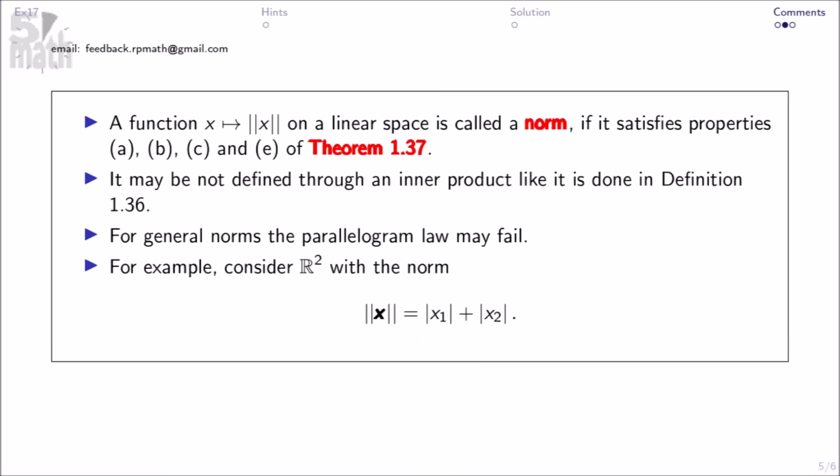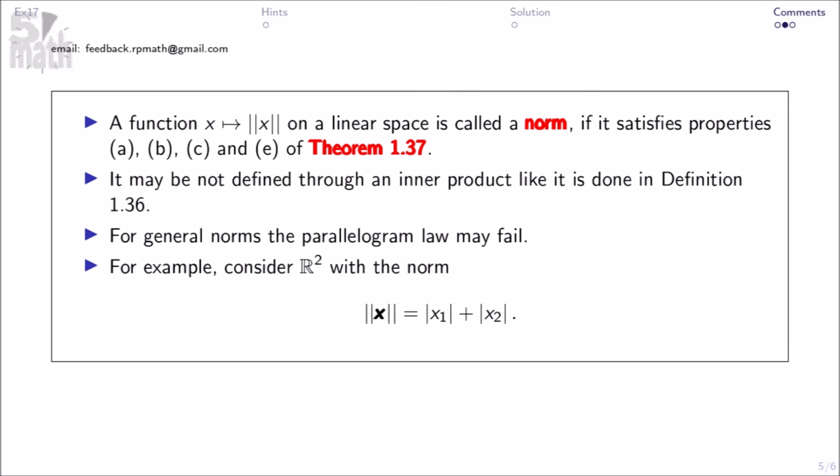A function x maps to norm x on a linear space is called a norm if it satisfies properties a, b, c, and e of Theorem 137. It may not be defined through an inner product like it is done in Definition 136. For general norms, the parallelogram law may fail.